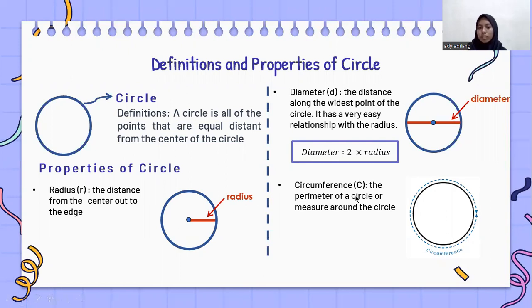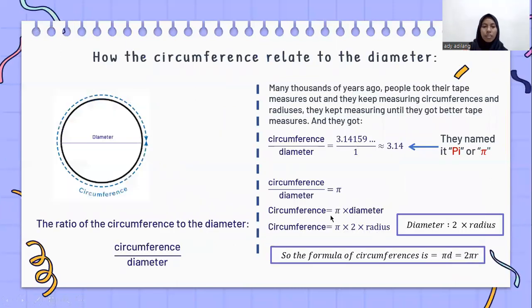Next, circumference or c. Circumference is the perimeter of a circle or measure around the circle. So this dot line, color blue, is the circumference. Next, how is the circumference related to the diameter?